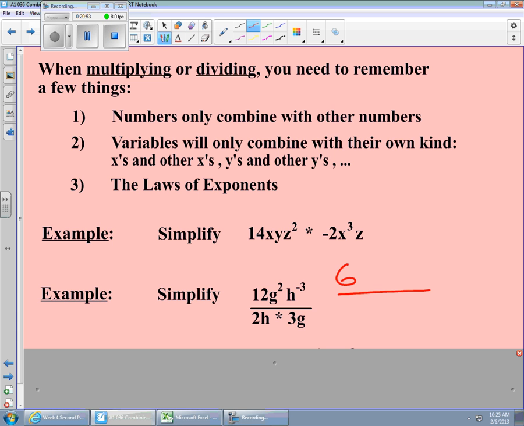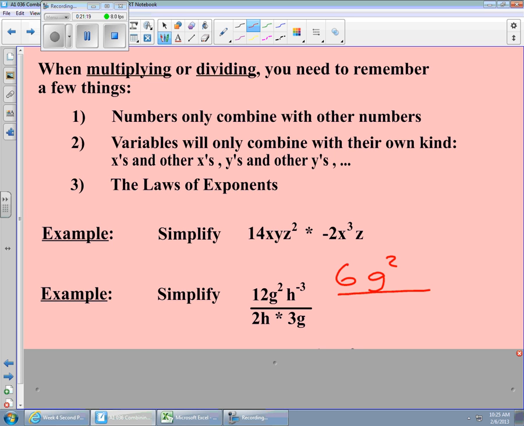What else do we have? We've got g squared in the numerator. What about that h to the negative 3? What does that mean? Negative exponent. Law number 4 from yesterday. Negative exponent means that that h does not want to be in the numerator. It doesn't belong there. So we're going to send it to the denominator. So it can be a positive 3.